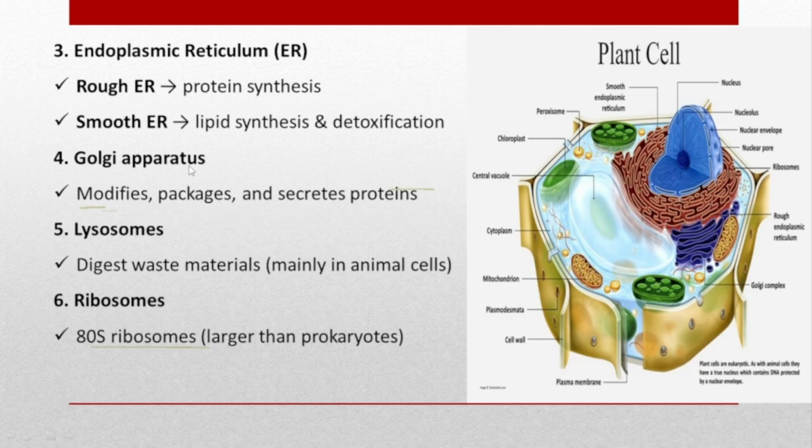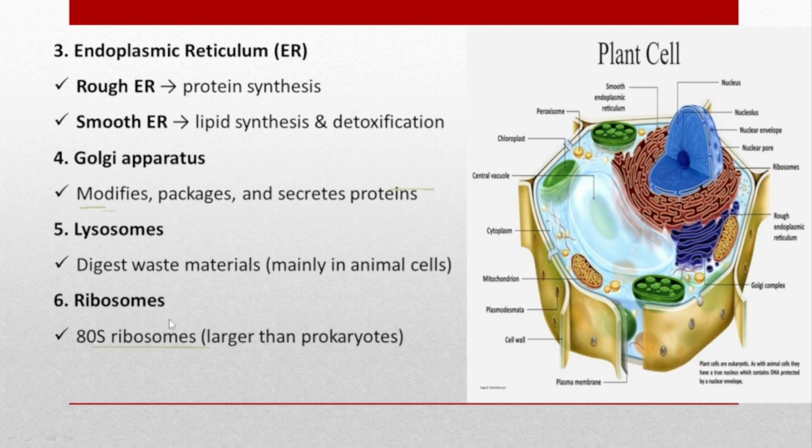The other one is the Golgi apparatus. The Golgi apparatus helps to modify, package, and secrete proteins. So this Golgi apparatus has a double membrane and also has these roles. The other one is the lysosome. The lysosome contains enzymes, and these enzymes help us to digest waste materials. Lysosomes are mostly found in animal cells.